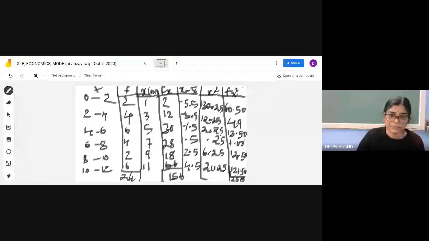What mean did we get? 6.5. We got a mean of 6.5. So that means in this column x minus x bar, every x minus 6.5. Here, instead of x bar, you can write x minus 6.5. That was the next column, the deviation, x minus 6.5. Then the deviation square: you have to take the square of this deviation. Next is f into this x square. That only we need, the sigma.